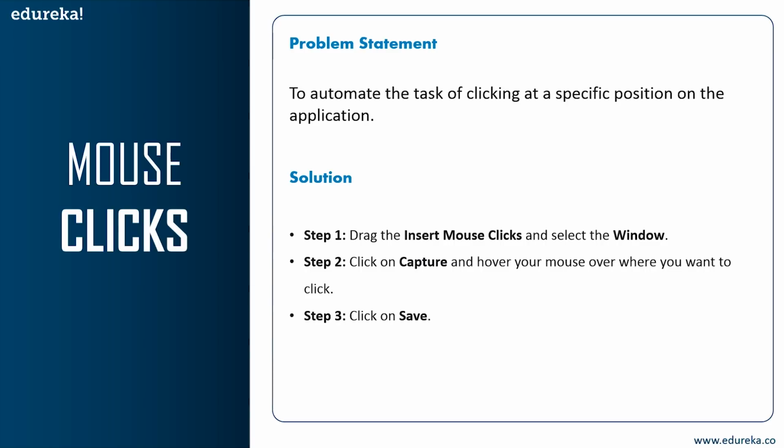To do that, you'll have to follow a few steps. Drag the insert mouse clicks command into the workspace and then select the window. Over here, I'm going to show you for notepad. I'll select the notepad and click on capture, then hover my mouse over the close symbol, or the minimize or maximize symbol, according to what I want to do. And then I'll click on save. So let's do the same.